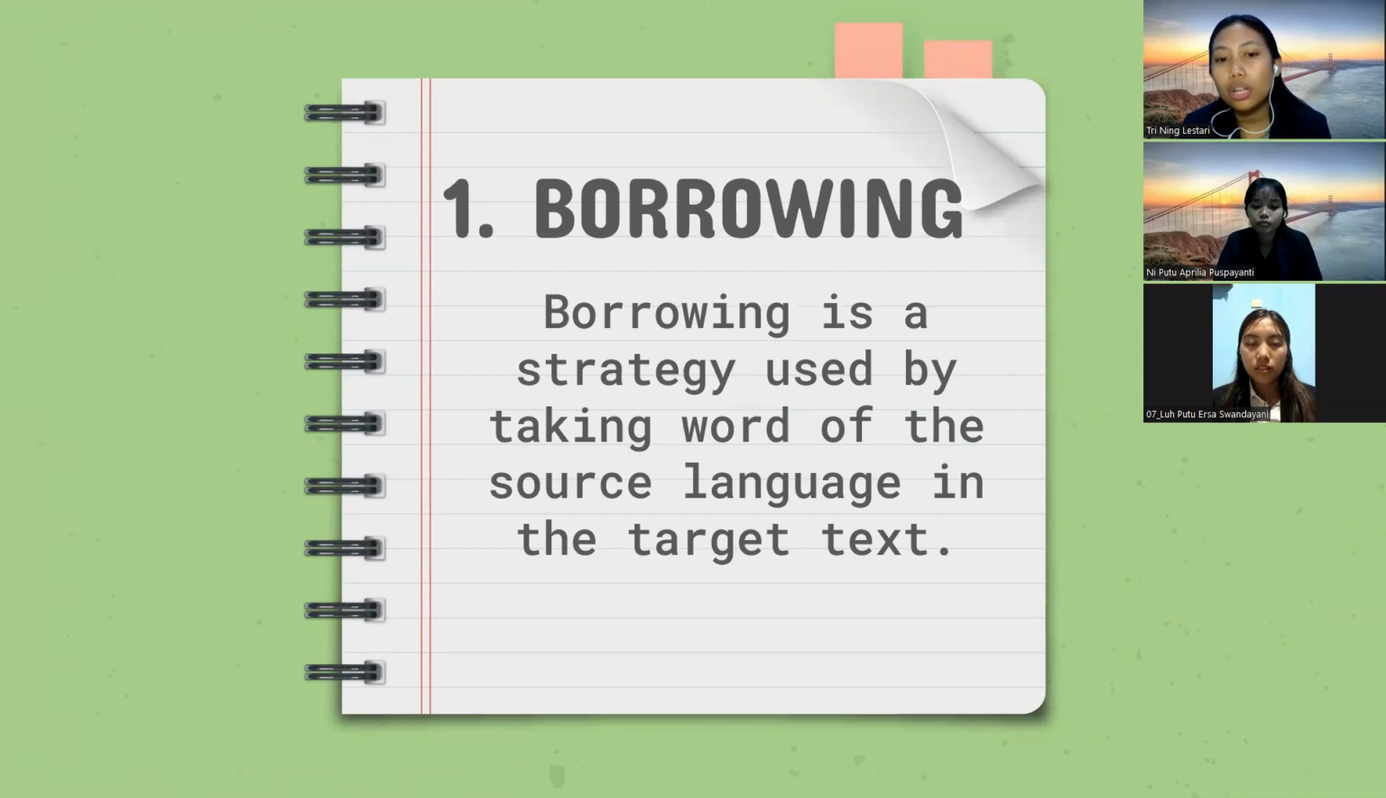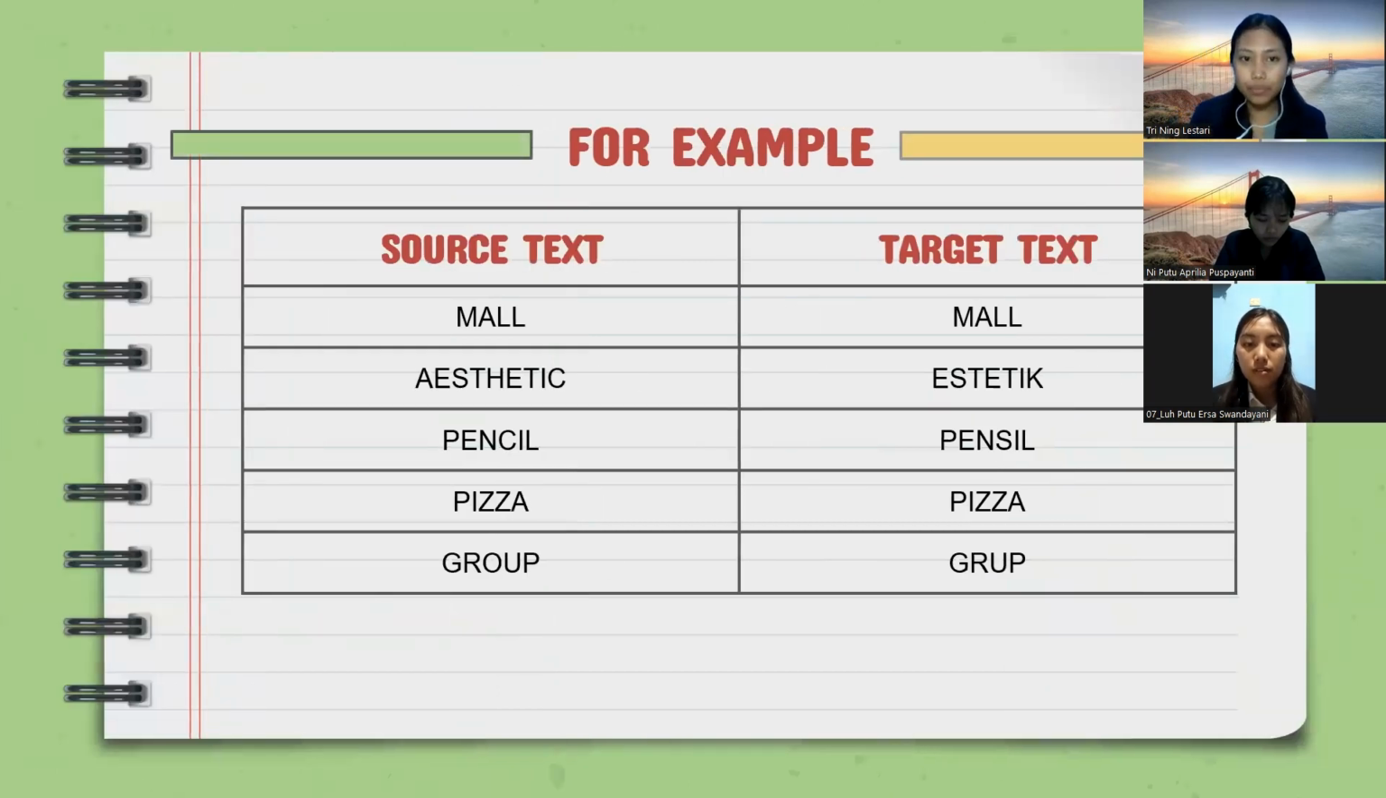And then number two is naturalized borrowing. It's a technique that makes a word from the target language by adjusting the sound, writing, or pronunciation of the word in the target language. For example, the word group, G-R-O-U-P, in the source text becomes grup, G-R-U-P, in the target text. It is used to make the word feel more natural. And I also have another example. Number one is small, and the source language is small, and the target language is small too.